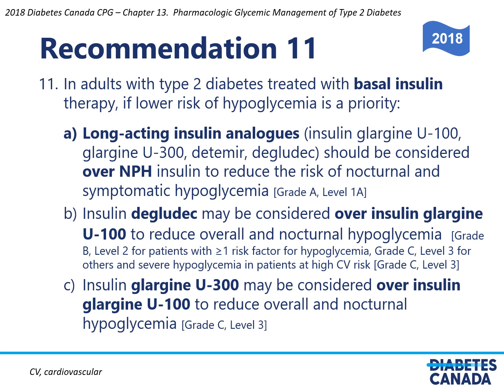Recommendation 11, in adults with type 2 diabetes treated with basal insulin therapy if lower risk of hypoglycemia is a priority, long-acting insulin analogs, insulin glargine U100, glargine U300, detemir, degludec, should be considered over NPH insulin to reduce the risk of nocturnal and symptomatic hypoglycemia. Insulin degludec may be considered over insulin glargine U100 to reduce overall and nocturnal hypoglycemia. And insulin glargine U300 may be considered over insulin glargine U100 to reduce overall and nocturnal hypoglycemia.